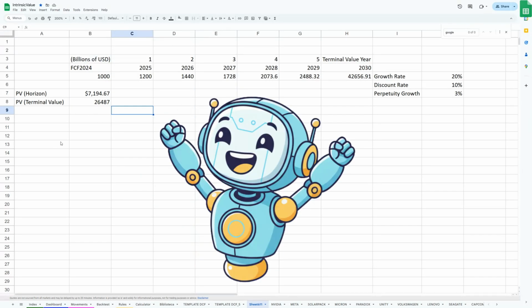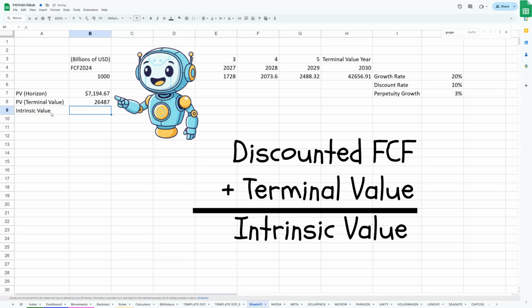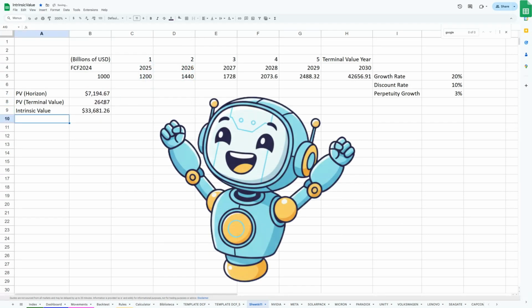We have arrived at our last stop. Now we will calculate the intrinsic value by summing the present value of future cash flows and the present value of the terminal value. Just add both terms. And that is it. You now know the intrinsic value of that company based on the future cash flows you are estimating for the next years.